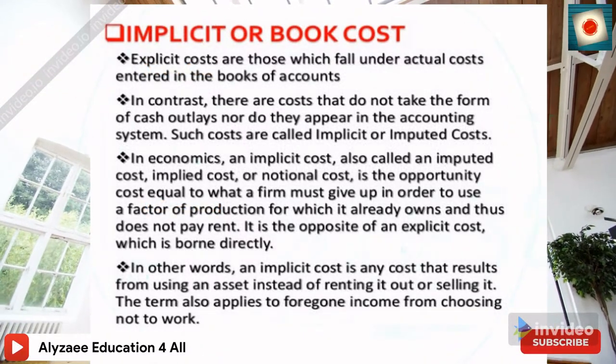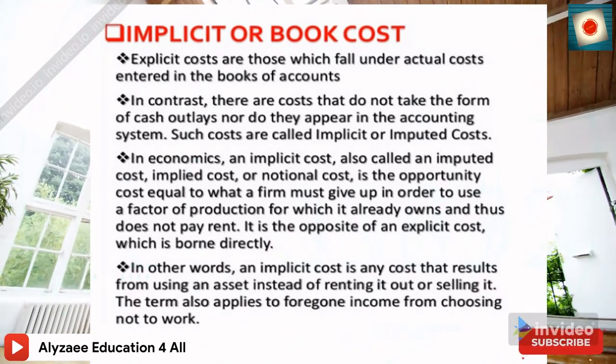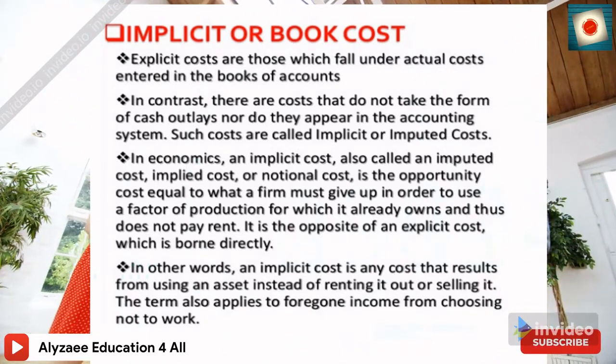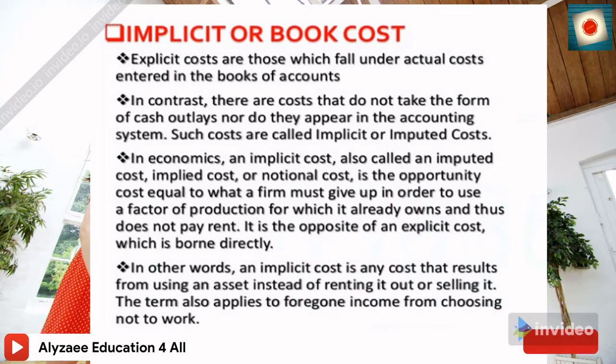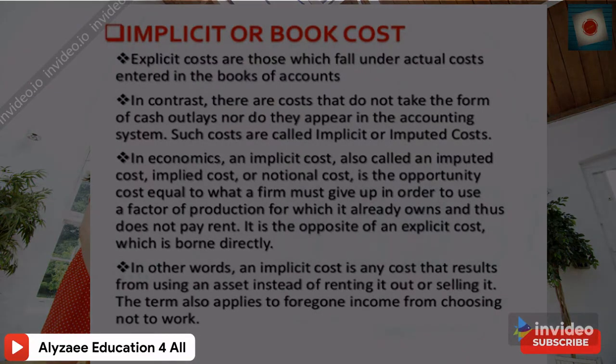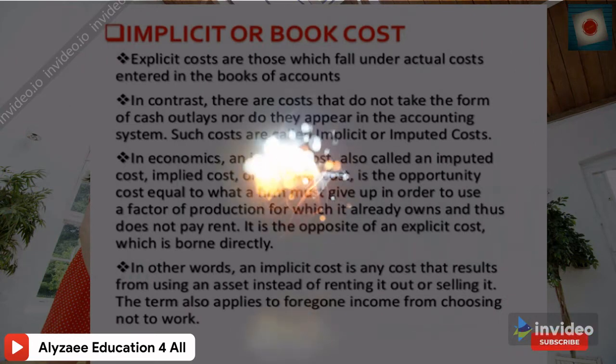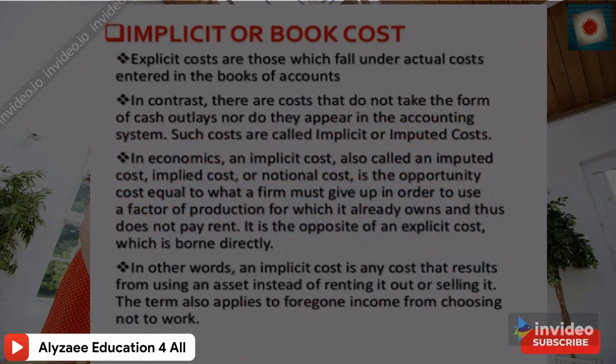Explicit or book cost kya kehti hai ki these are those which fall under actual cost entered in the books of account. In contrast, there are costs that do not take the form of cash outlays, nor do they appear in the accounting system. Such costs are called implicit or imputed costs. So in economics, an implicit cost is also called an imputed cost, implied cost or notional cost. It is the opportunity cost equal to what a firm must give up in order to use a factor of production which it already owns and thus does not pay rent. It is the opposite of an explicit cost, which is borne directly.